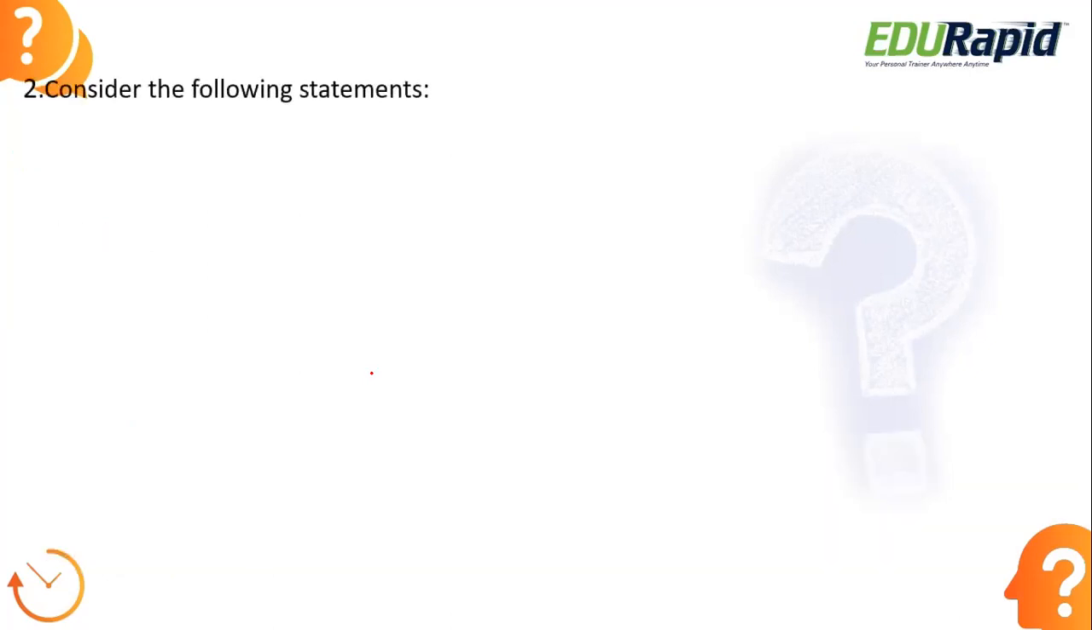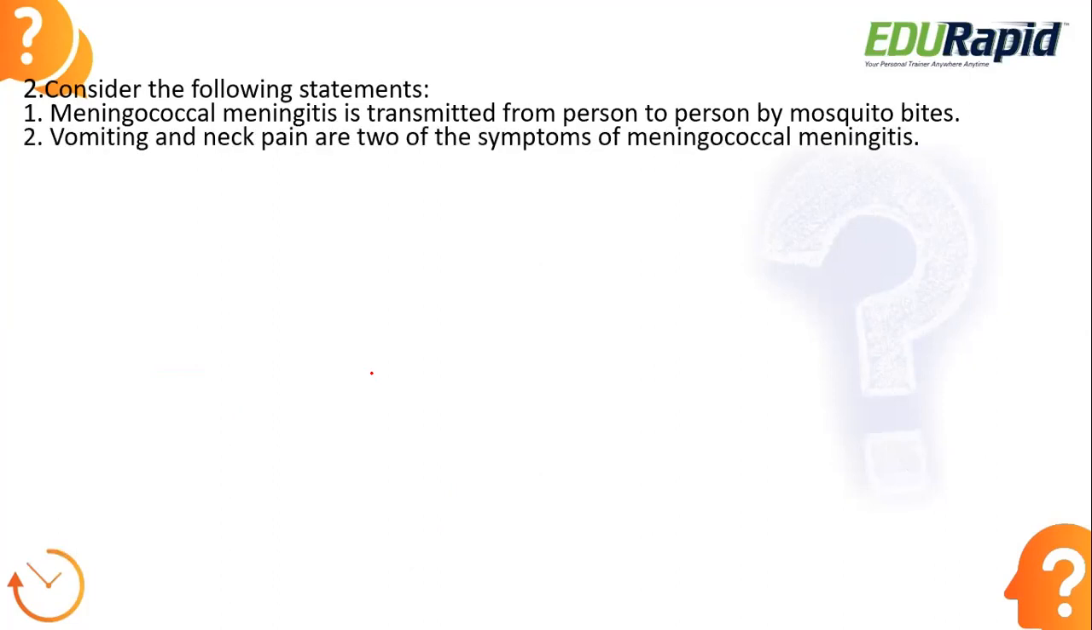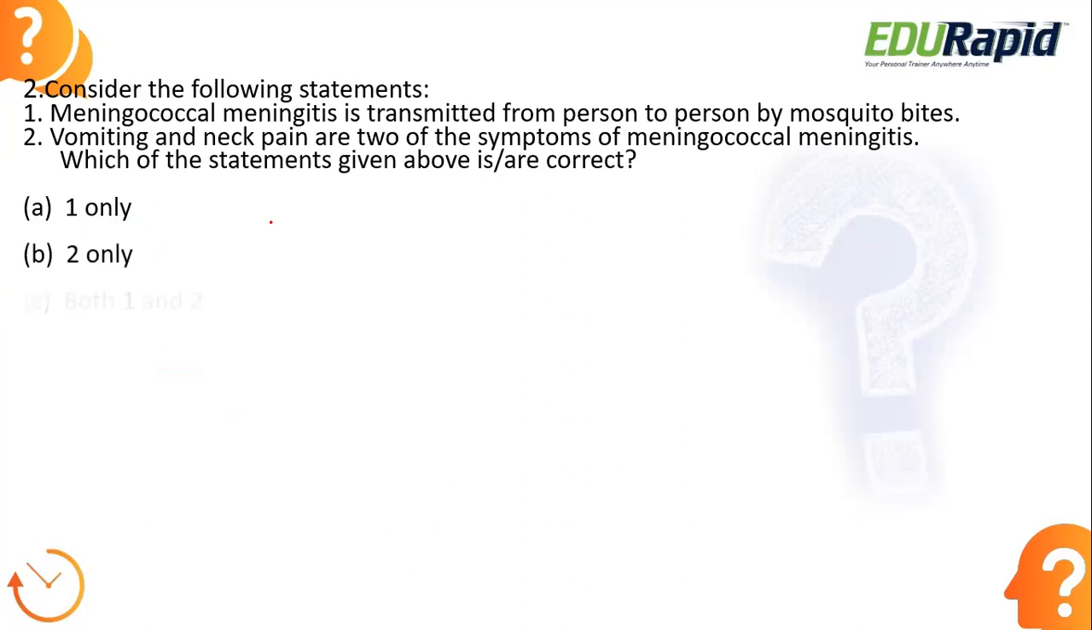Move to the next question now. Consider the following statements. 1. Meningococcal meningitis is transmitted from person to person by mosquito bites. 2. Vomiting and neck pain are two of the symptoms of meningococcal meningitis. Which of the statements given above are correct? Option A, 1 only. Option B, 2 only. Option C, both 1 and 2. And option D, neither 1 nor 2.